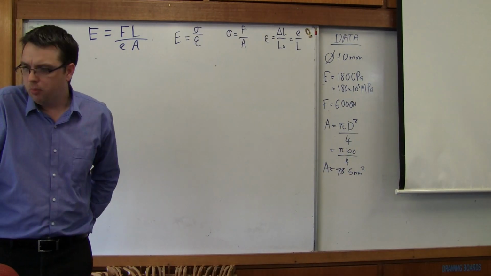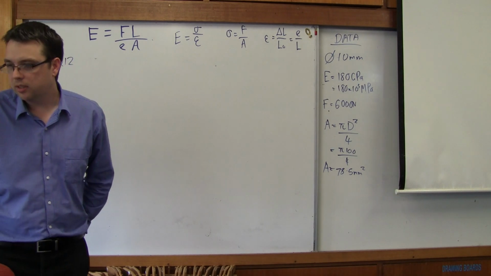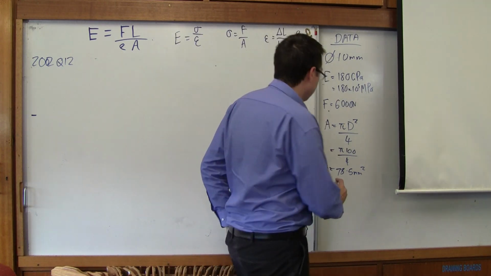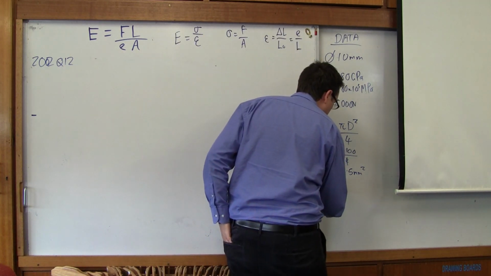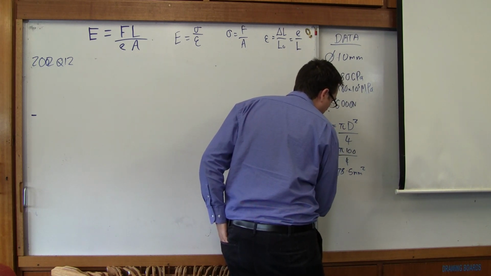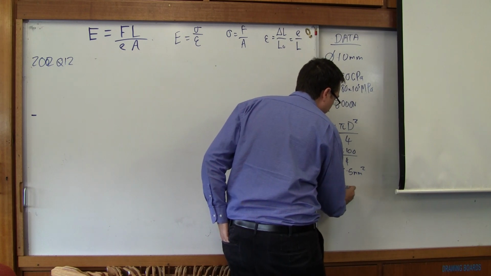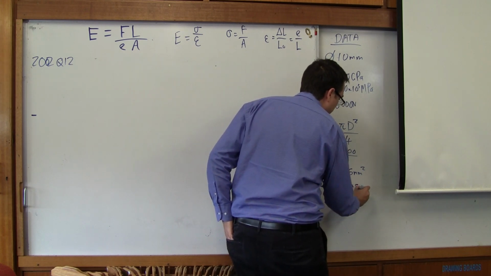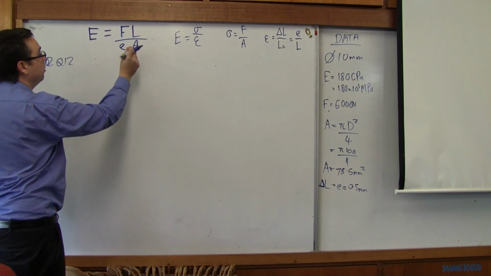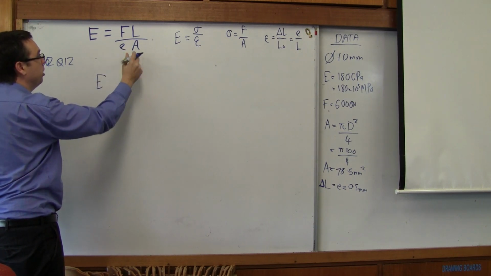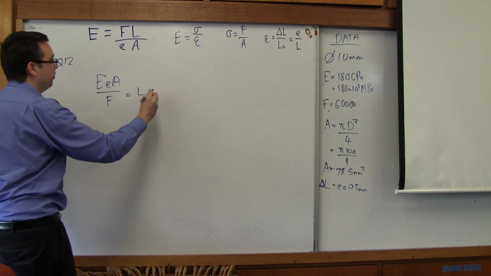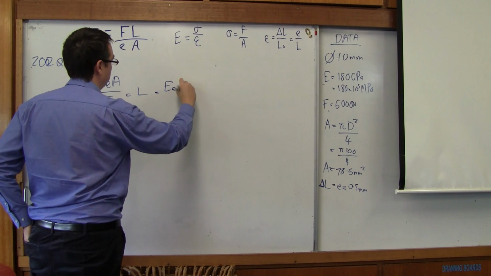The support cable must not extend more than 0.5 millimeters when placed under maximum tensile force. Calculate the maximum allowable length. So they told us that the change in length, which is delta L, better written as e, is 0.5 millimeters. And with that, we now want to find L. So we've said before that to find L, we're going to take e, multiply both sides by EA, and divide by F equals L. So I'll write it just to this side.